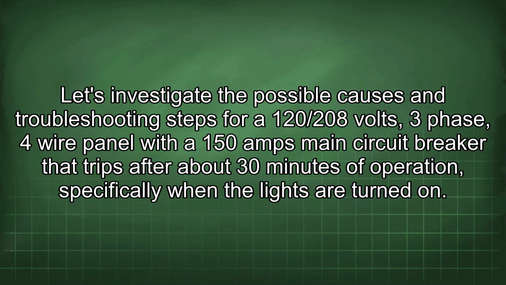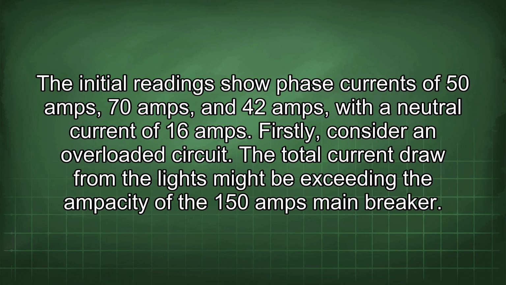Let's investigate the possible causes and troubleshooting steps for a 120/208 volts, 3-phase, 4-wire panel with a 150 amps main circuit breaker that trips after about 30 minutes of operation, specifically when the lights are turned on. The initial readings show phase currents of 50 amps, 70 amps, and 42 amps, with a neutral current of 16 amps. Firstly, consider an overloaded circuit.